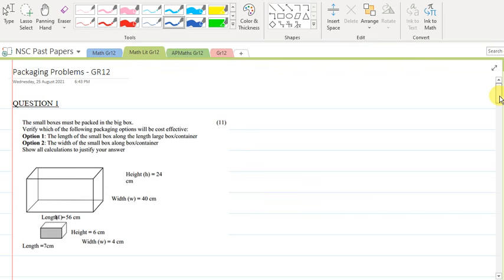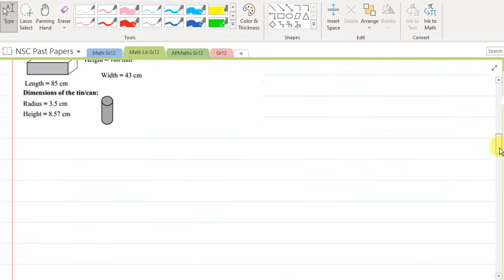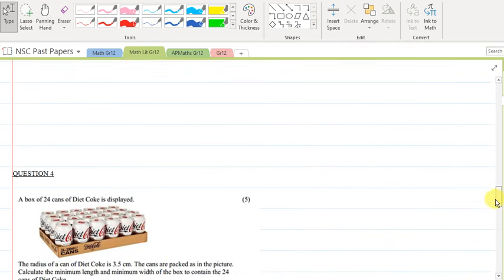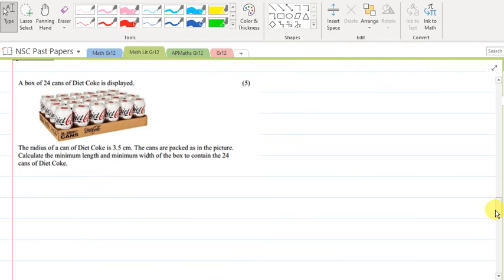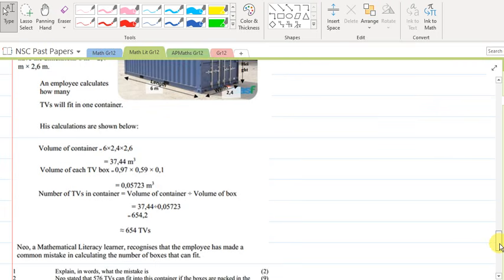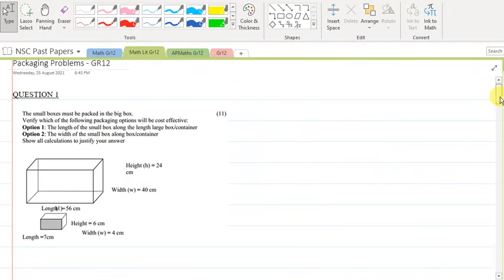So I have some very good questions here, approximately 5 questions from past papers. So let's see. There's question 1, question 2 was something on the cylinder, and question 3 a box problem as well. Question 4, a pretty simple problem, and question 5 we have a container with, I think they're packing TVs in there. Alright, so let us get straight into question 1, and we want to answer these types of questions.